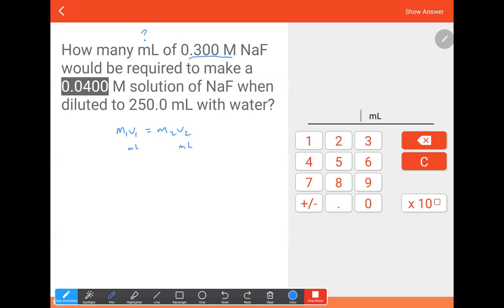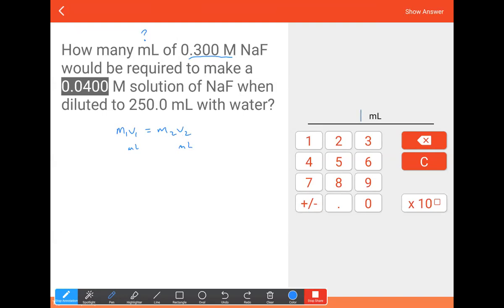So we have how many milliliters of a 0.3 molar NaF would be required to make a 0.04 molar solution when diluted to 250 milliliters of water. One of the trickiest parts of this is figuring out what's M1, what's V1, what's M2, what's V2.